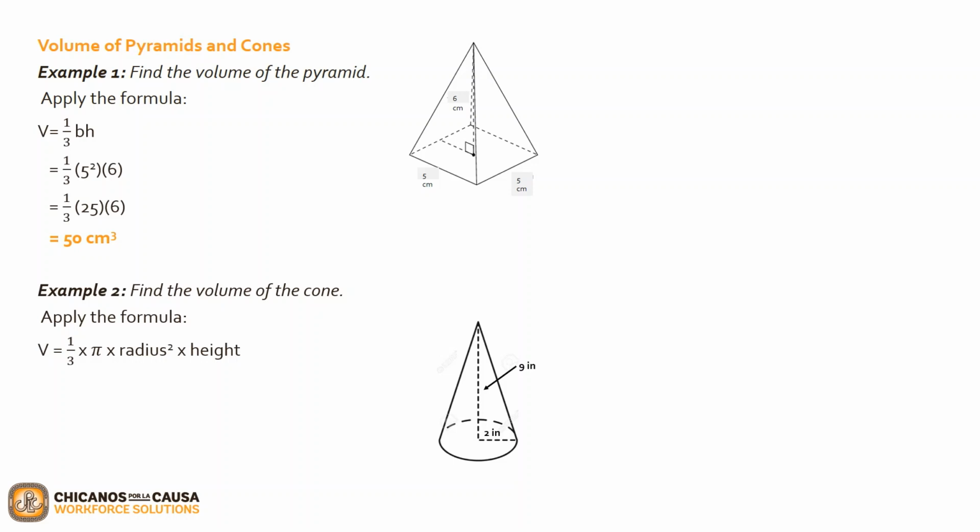Let's replace the variables with the values that are being given. So we have 1/3 times pi, which is 3.14, times 2 squared, because the radius is 2, times the height, which is 9. We have to do the exponent before we do anything else. Always go back to your order of operations. That will give us an answer of 37.68 cubic inches.